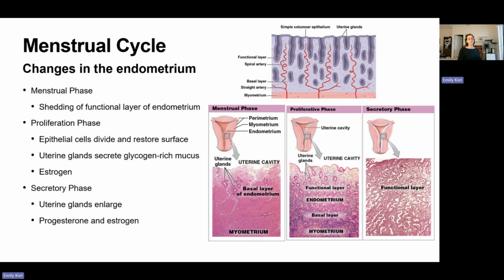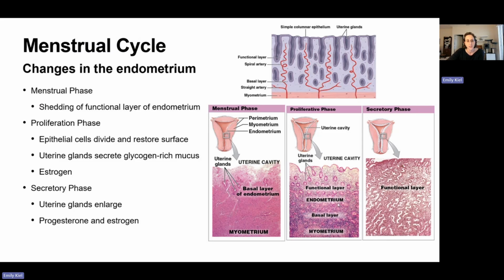So when we talk about the proliferation phase, we think estrogen is playing a role. It is trying to get things ready for this follicle and this egg to be released, to try and have fertilization happen. So in this proliferative phase, you can see the functional layer here. We've got a thickening of that lining. You can see uterine glands that are going to produce that mucus, and there is a restored surface through those epithelial cells.